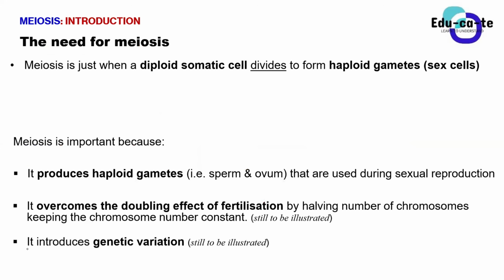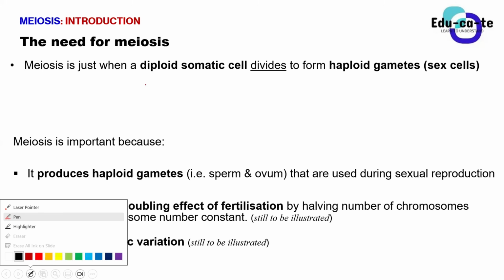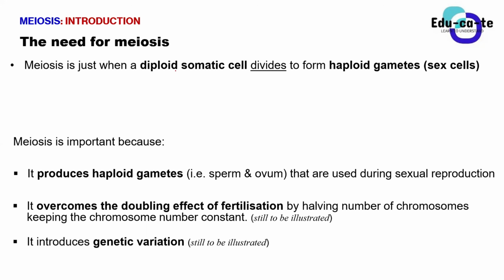Okay, so now guys, meiosis. Now we've introduced what a chromosome is. Now let's talk about meiosis. Meiosis simply means that a diploid somatic cell divides to form a haploid gamete, and these gametes are otherwise known as sex cells.